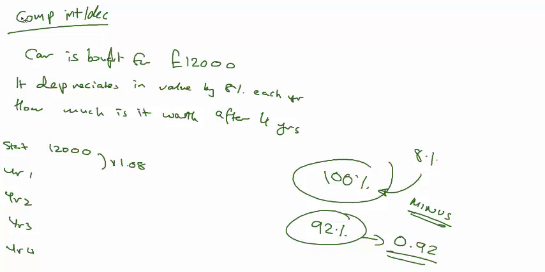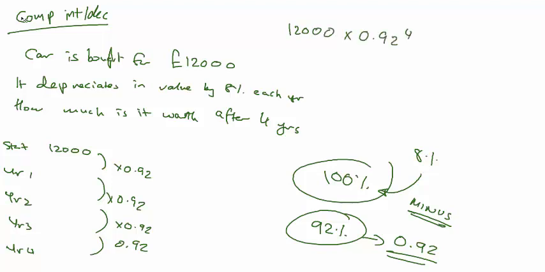So to remove 8% you times by 0.92, and each and every year you just keep doing that. Does that make sense? That's how you get rid of it. So you can do 12,000 times 0.92 to the power of 4, and that's you removing 8% each and every year. If you do that, you get 8596.72. Remember, with money, you always round to 2 decimal places. Does that make sense?